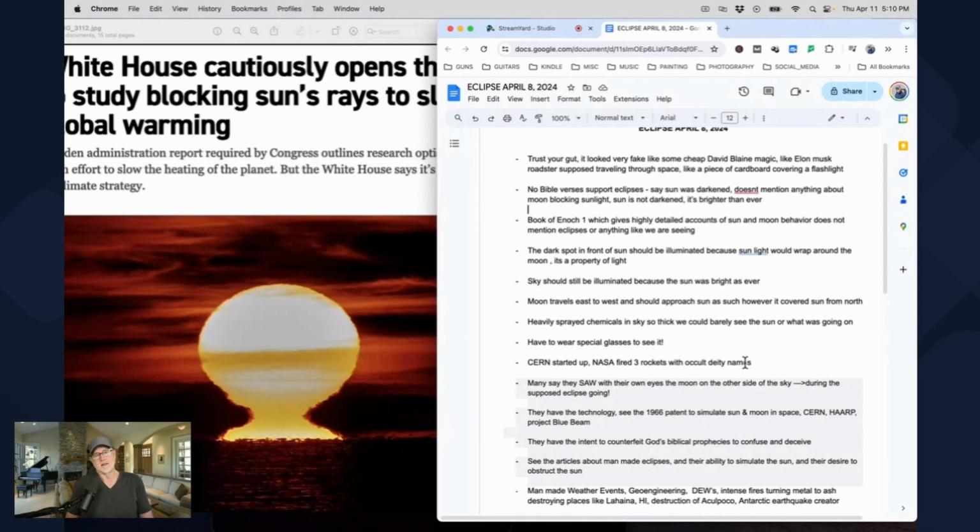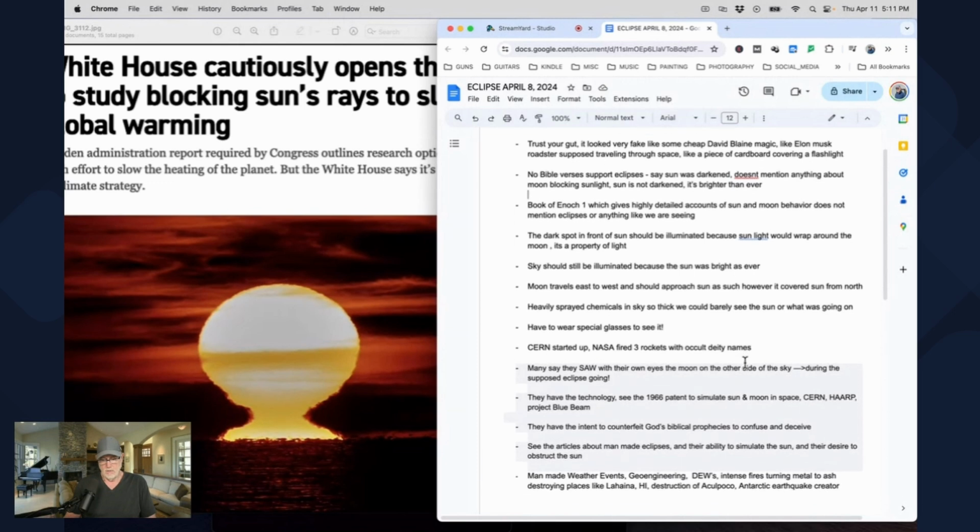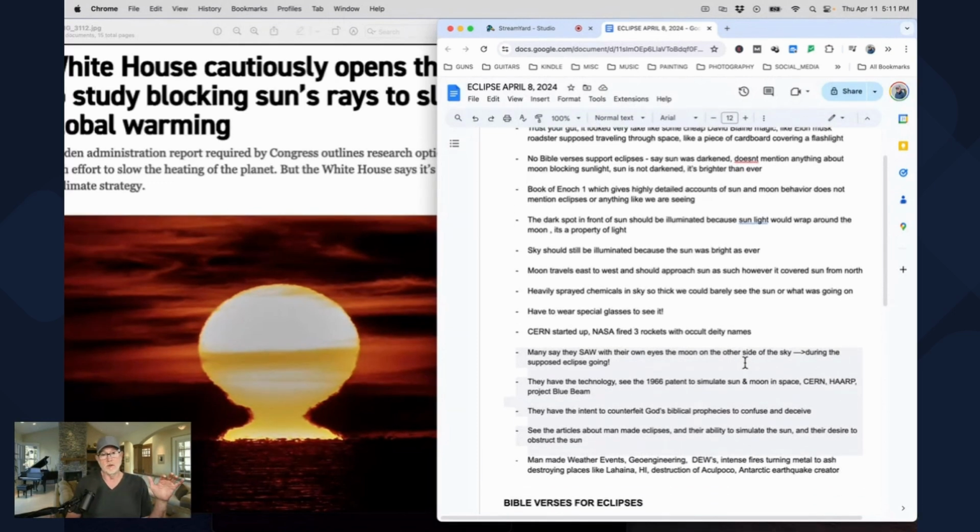So that scenario doesn't even ring true to me. What we saw, the properties of light wouldn't be like that. So that didn't make sense. It didn't look right. Another thing, the moon travels east to west. And a lot of people reported that the supposed moon came down from the north, not on the path that the moon would have taken. So that didn't make sense. A lot of people saw with their own eyes another moon on the other side of the sky from the eclipse. So that's a red flag right there.